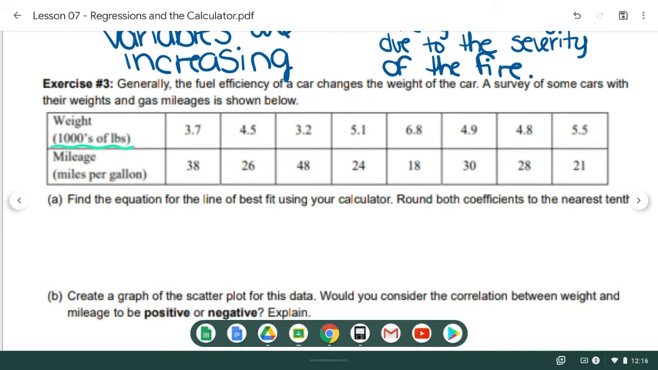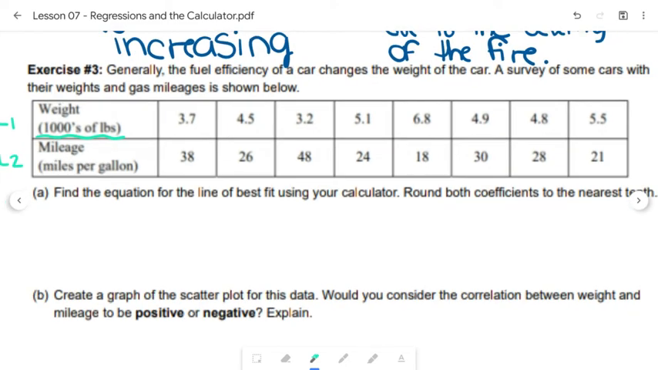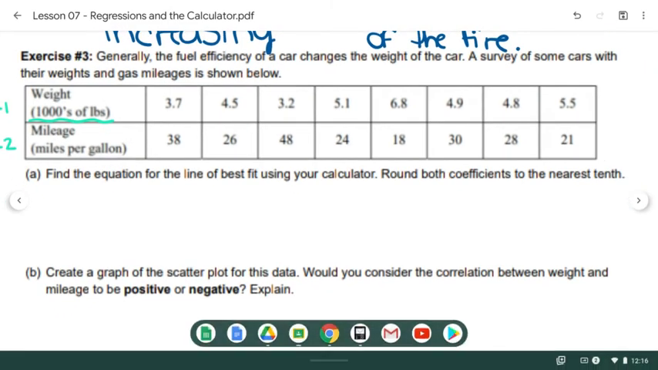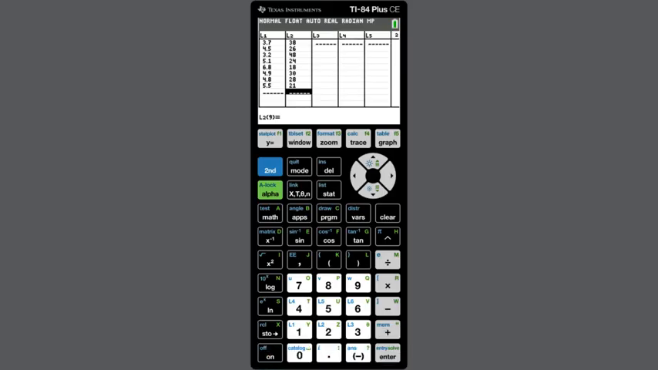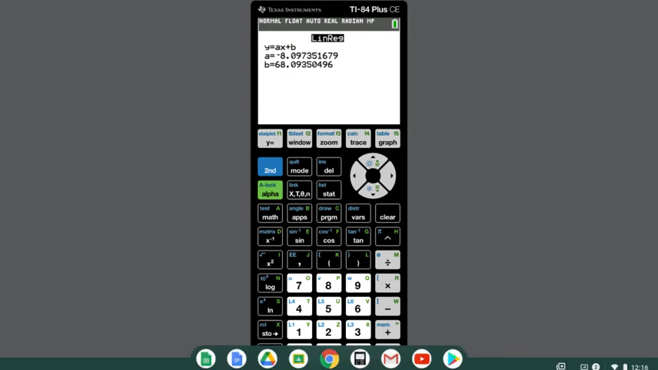So take a second and plug all of those in. So let's just plug those in. Remember, going to stat edit into list 1 and list 2. So I have my data in here. Remember, I went to stat edit, entered the data in. We're going to go to stat calculate. Remember, our new thing here is going down to linear regression. List 1 and list 2 are in there for us.